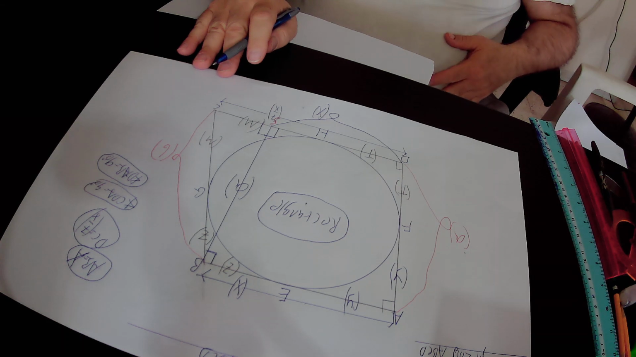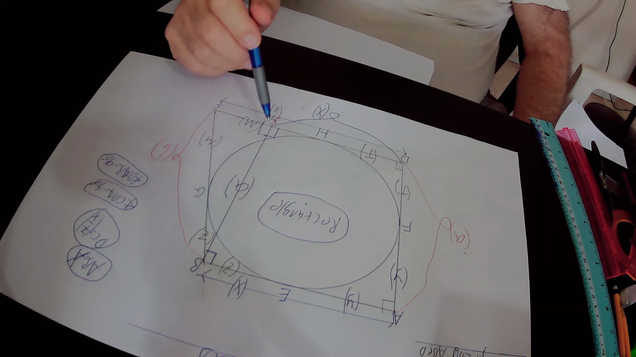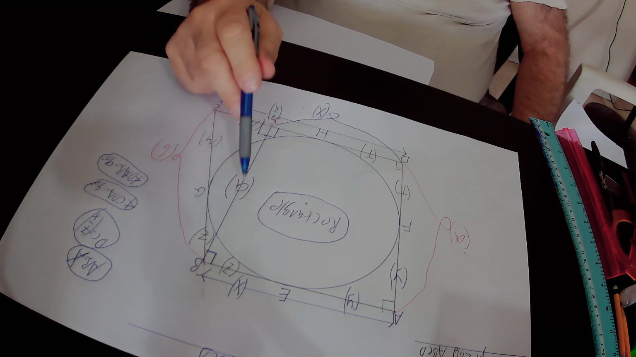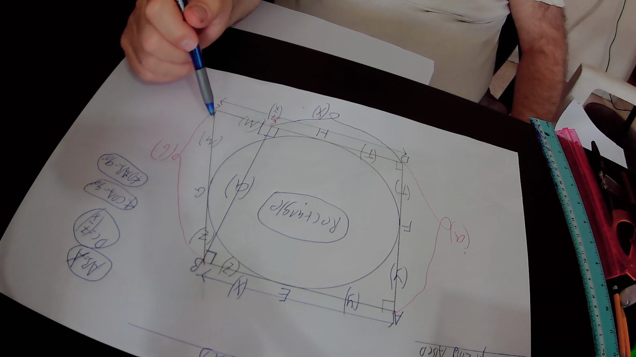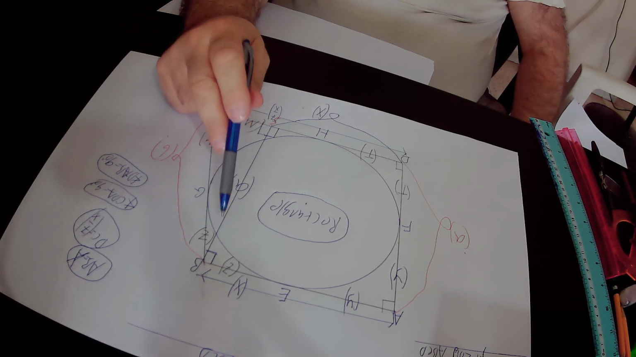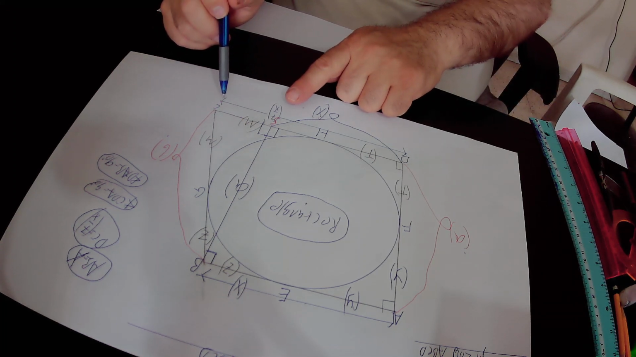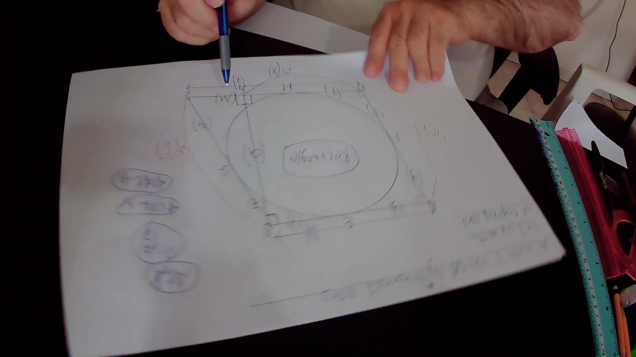Actually, by doing this construction, we created the right triangle BSC. In the right triangle BSC, the hypotenuse BC equals b, side BS equals a. So, what is the length of this side SC of the right triangle BSC?